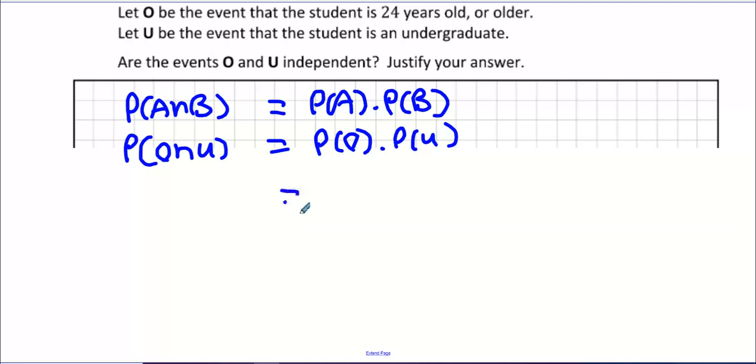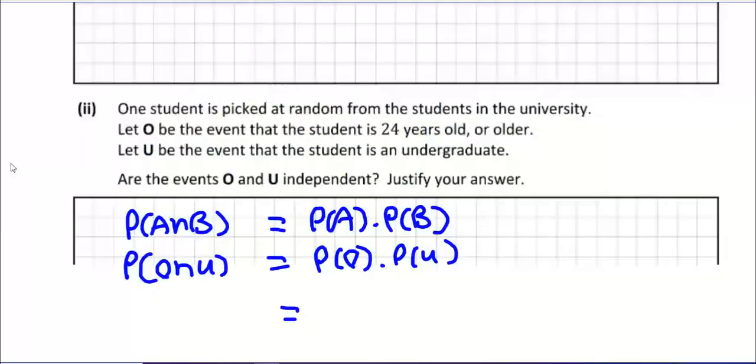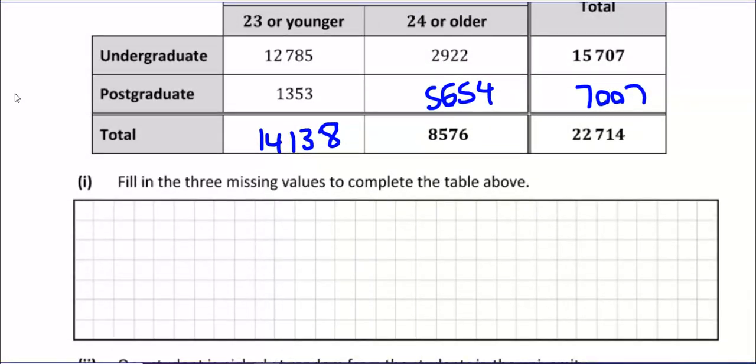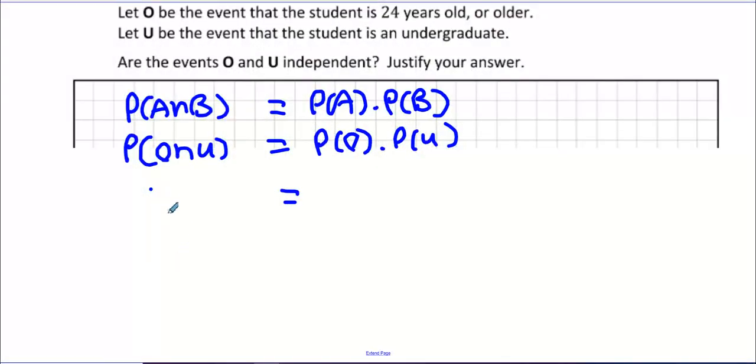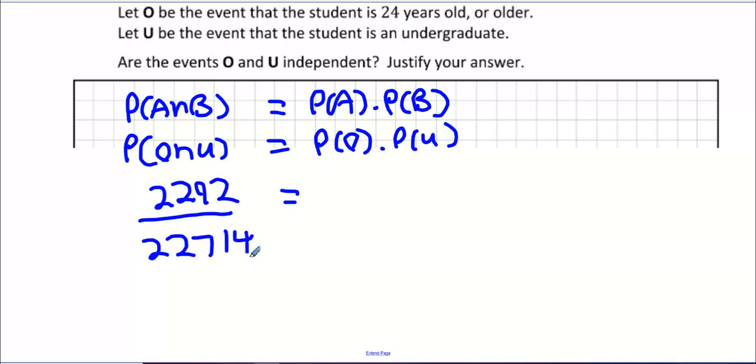Okay. Now let's see what happens. What's the intersection? You're over 24 and you're an undergraduate. Would you agree? How many people are older and an undergraduate at the same time? 2922. Out of how many students? 22,714. So the probability of that happening is 2922 divided by 22,714. Agreed?